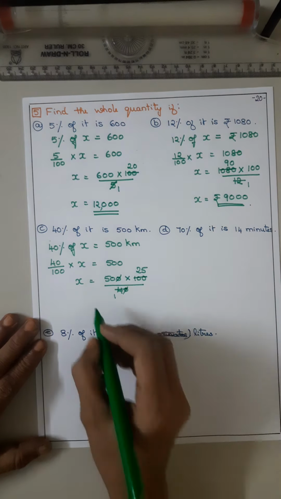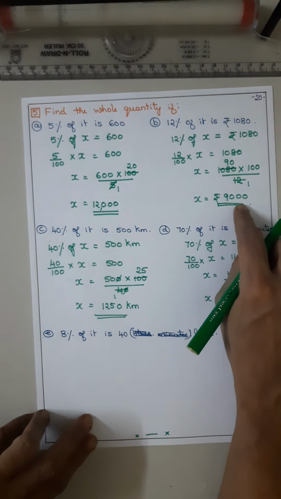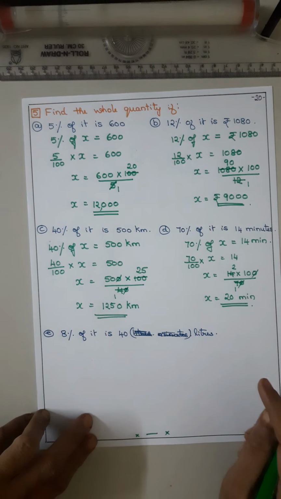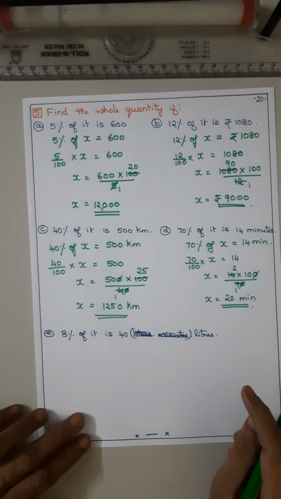Okay. Now coming to इधर x हम फाइंड आउट किए, आप लोग आंसर में ये फिर से लिख सकते हैं. 5% ऑफ 12,000 is 600. 12% of rupees 9,000 is rupees 1080. ऐसे फाइनल आंसर लिख सकते हैं.